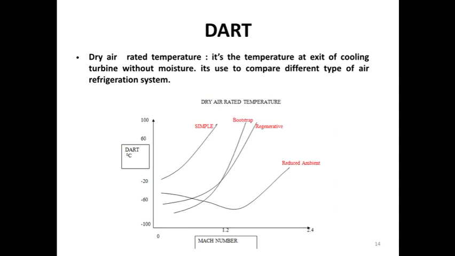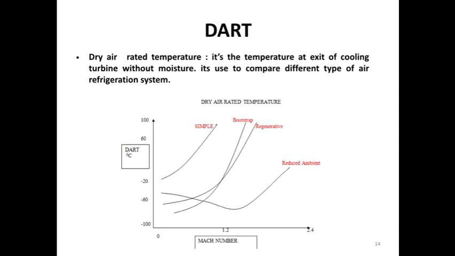Similarly, the bootstrap refrigeration system has a very low temperature range, minus 70, minus 80, you can see, and high speed like 1.2 or 1.3. So generally bootstrap is used for high altitude where the temperature is very low. That point must be remembered: the bootstrap system is suitable for high altitude aircraft. And the reduced ambient system, you can see, can be used in the range of minus 60 up to Mach number 2.4 or 3 or 4.